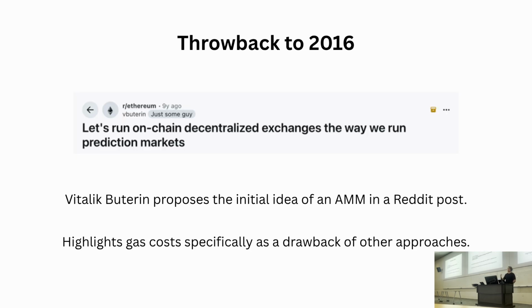So, which is why there was a demand surfaced for a different kind of mechanism in order to create exchanges. Like, okay, we can't really host an order book on chain. It might be too expensive. Is there something else? And Vitalik Buterin in 2016 proposed the idea of an AMM, an automated market maker, in a Reddit thread. This thread created like $100 billion worth of markets, which is, I think, interesting.